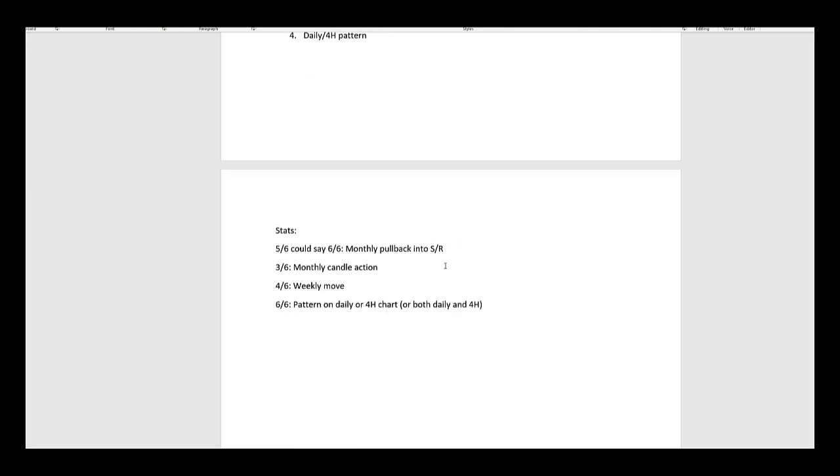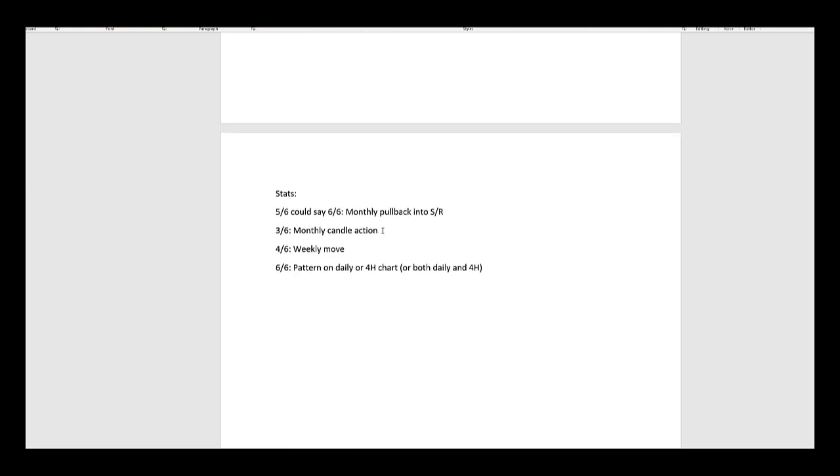Okay, monthly pullback into support and resistance, weekly move, daily 4-hour pattern. Okay, and based on the most successful trades we had, 5 out of 6, you could build a case for 6 out of 6, is a monthly pullback into support and resistance. That's remarkable. That means every time you see a monthly pullback, that should grab your attention.